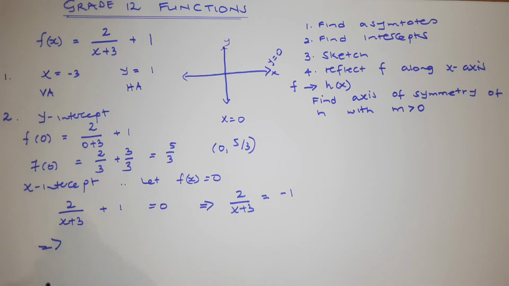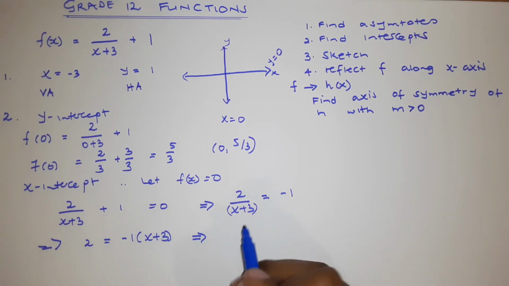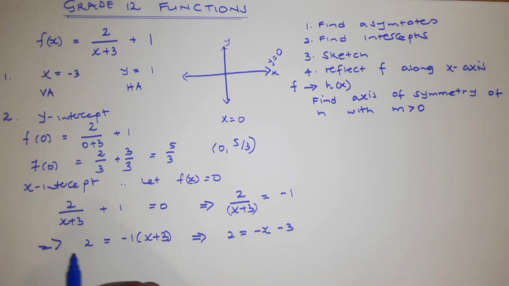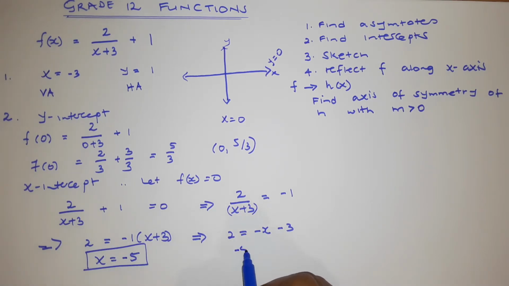We're going to multiply by x plus 3, so 2 is equal to -1 times x plus 3. Then 2 is equal to -x minus 3. From here, we can see that x is equal to -5. So the coordinates of the x-intercept are (-5, 0).